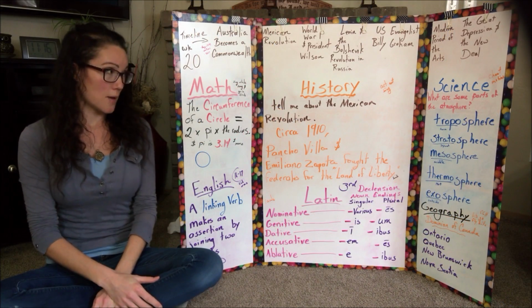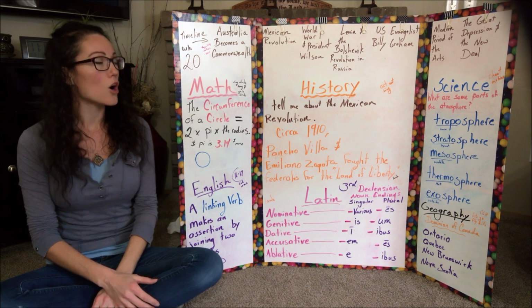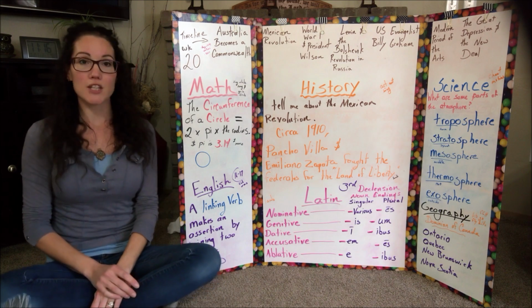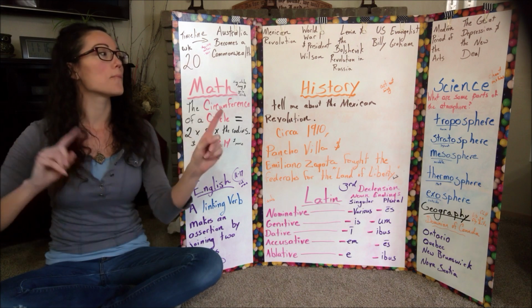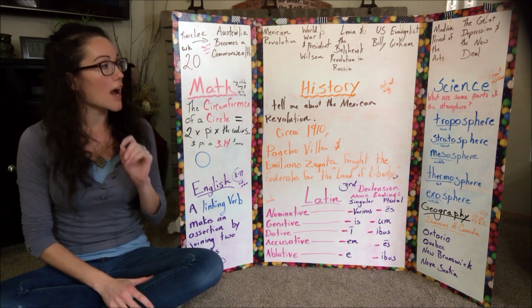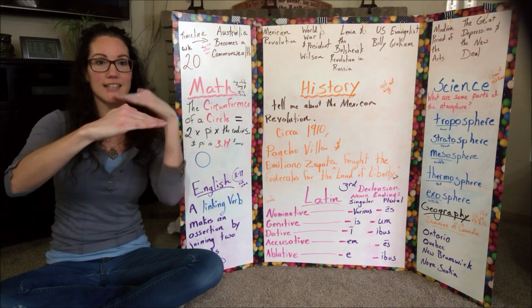Science. What are some parts of the atmosphere? This is going to be chanted with hand motions or movements. So, troposphere. Tropo means turn. So we're going to turn around. Troposphere. Stratosphere. Strato is layered. So we'll go like this, layered.